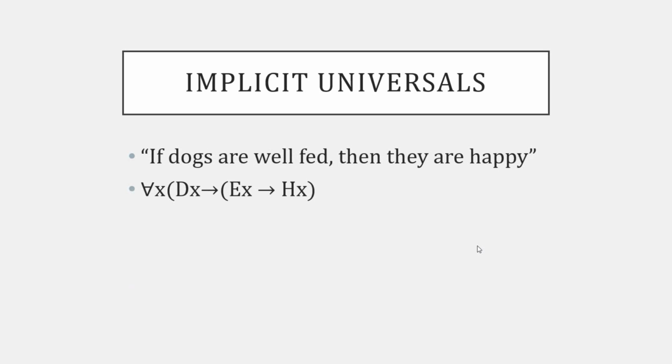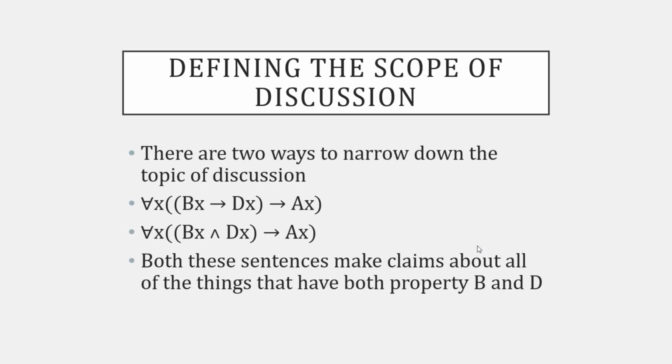Another one: if dogs are well fed, then they are happy. There's no "all" or "every." But that's not made true by there being one or two dogs that are both well fed and happy, right? It's saying something about the class of dogs, the category of things that are dogs.